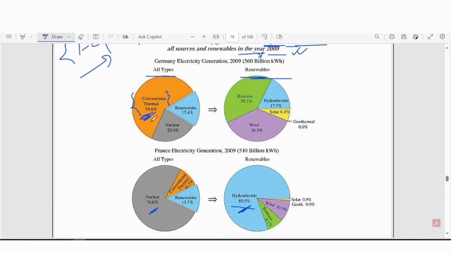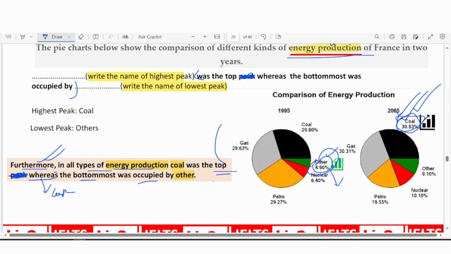You can do the comparison with this graph and this graph, and in various ways. Like here, the same thing. First, you can say coal and gas were nearly similar. They are similar, right? A very few differences. So that is one comparison you can make.